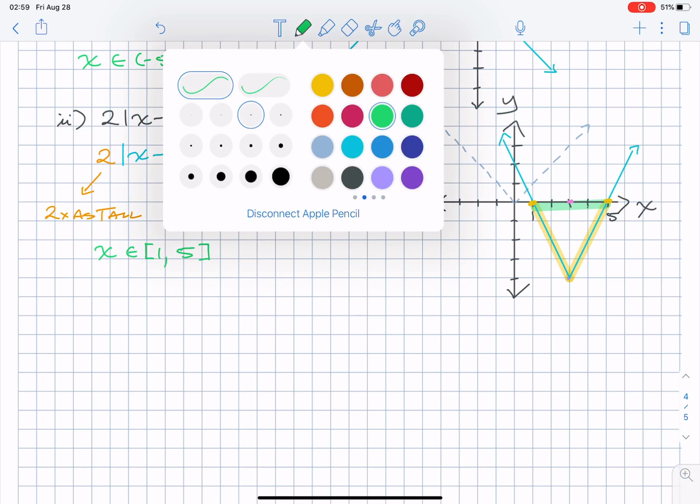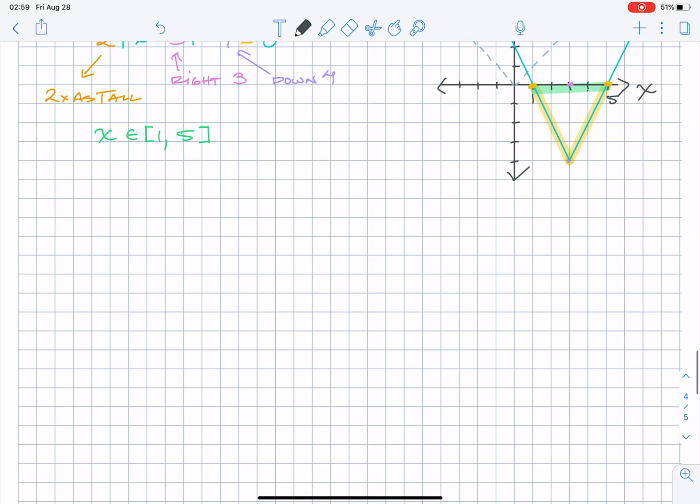Okay, let's do another one. Number 3. So what did I do for number 3? Let's see. So negative 2 plus the absolute value of x minus 1 is strictly larger than 0.